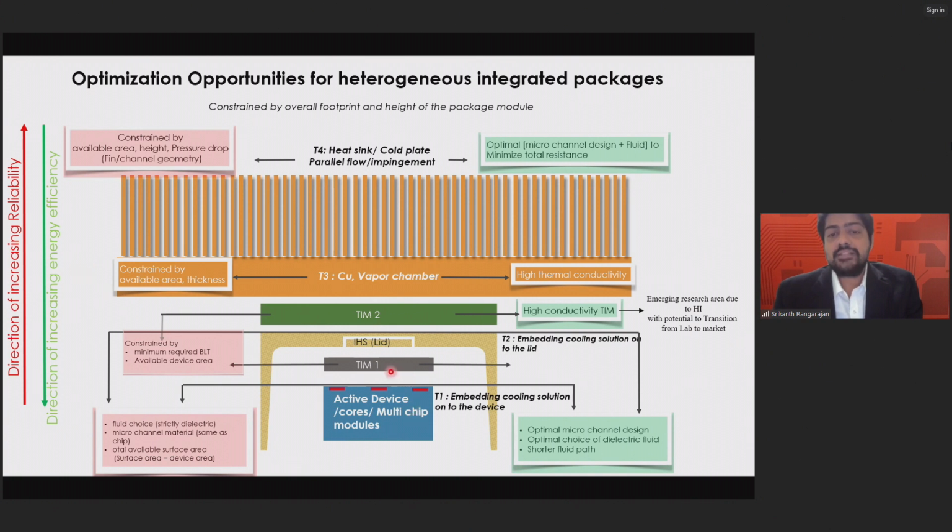And then you have this thermal interface material 1, which is the TIM 1, and then you have this package, which is an integrated heat spreader or the lid, and then you have this thermal interface material 2, and then you have your heat spreader, and then you have your cold plate. So this all becomes a series of resistance.